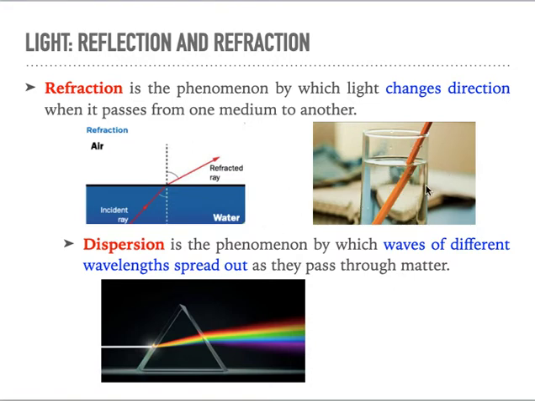If we are not seeing objects, but we are working with light, and we change the direction, see here, it's coming this way, and then when we change the direction, every color changes a certain amount, and that's why we have the spread of the colors, like the rainbow. This spread of the color is called dispersion. This is the phenomenon by which waves of different wavelengths spread out as they pass through matter, the rainbow.